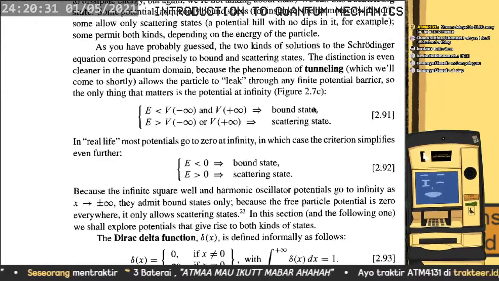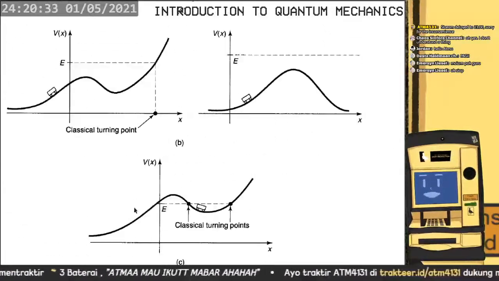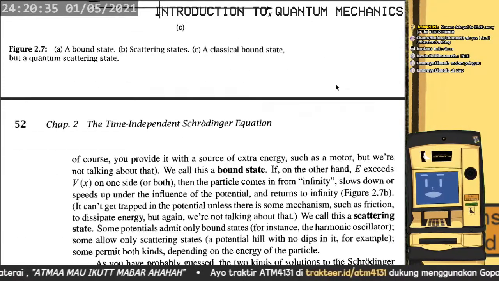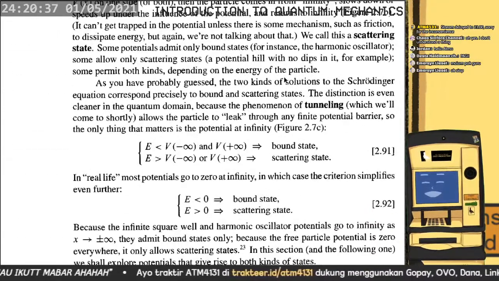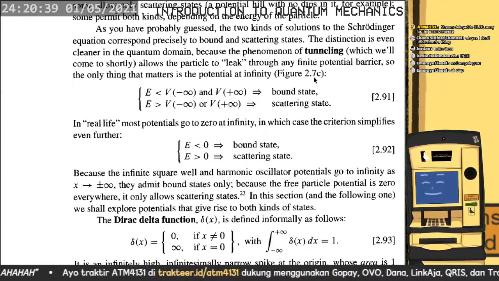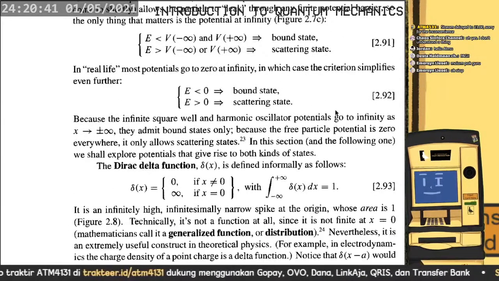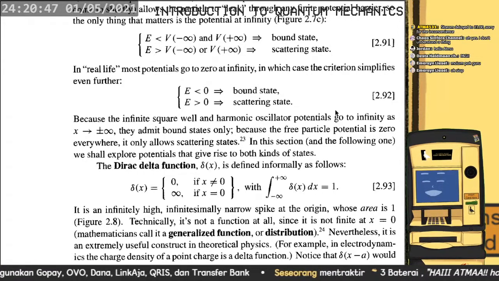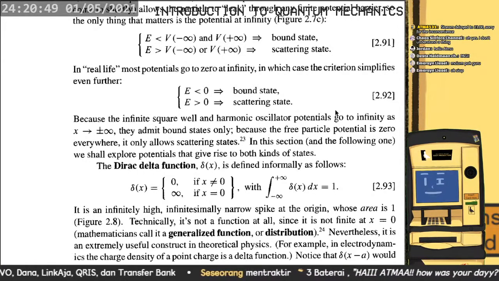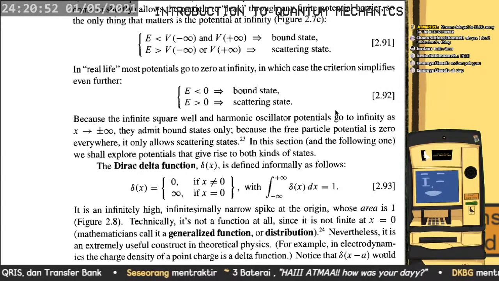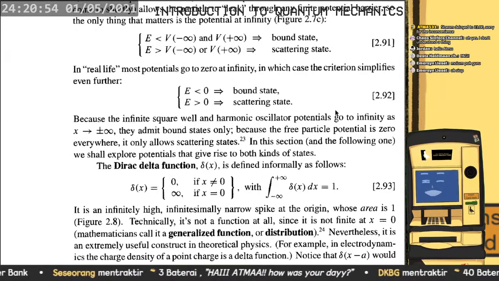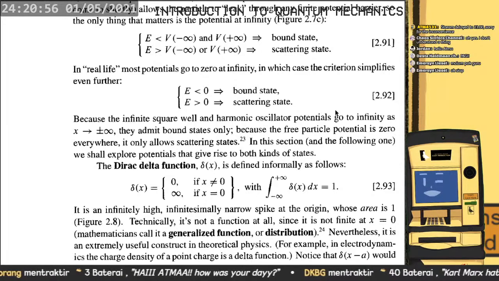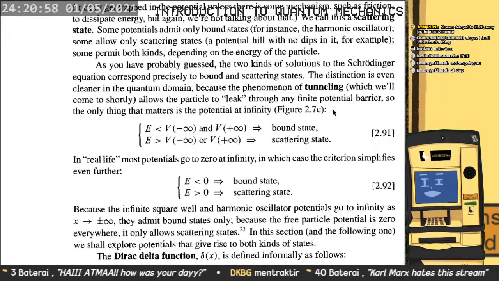Figure 2.7. Another equation. In real life, most potentials go to zero at infinity, in which case the criterion simplifies even further. If E is less than zero, it's a bound state. If it's greater than zero, it's a scattering state.